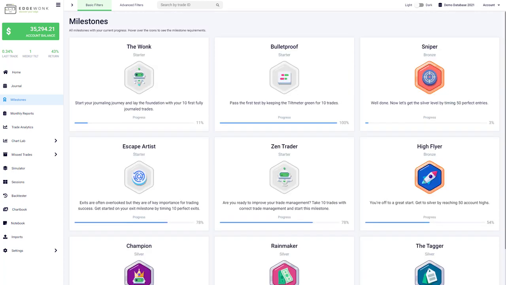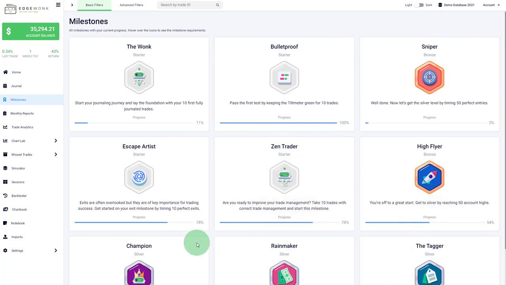So you can see we divided the milestones into two broader categories. One is qualitative, so they focus on the quality of your trading, which helps you to improve your process-oriented trading, and it is detached from your trading performance, which just in general helps you improve your skills, improve your meta skills, improve your level of discipline, and just overall become a better trader without necessarily looking at the performance. And those include the Wonk, Bulletproof, Sniper, Escape Artist, Zen Trader, and the Tagger.